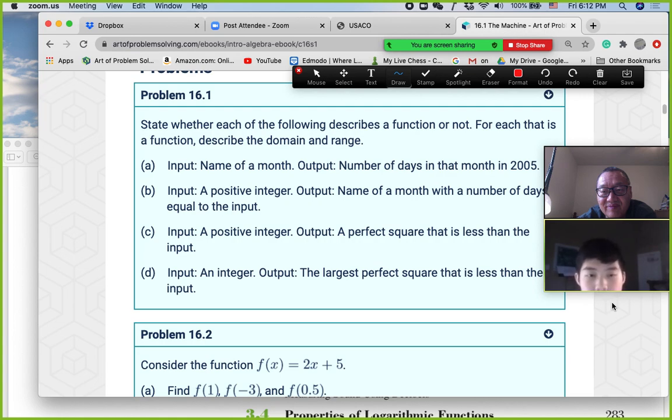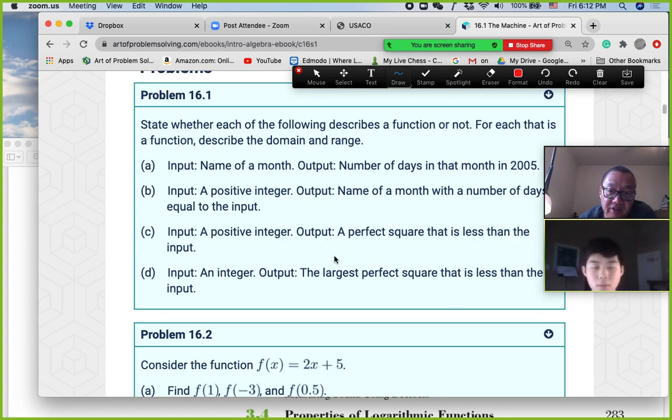Because, like a positive integer, let's say 30, there's more than one month with 30 days. So if you graphed it, it would have more than one intersection. Exactly, you're right. This one is not a function, because when you draw a vertical line at input number 30, you have more than one y intersection point, right? Because more than one month has the same 30 days. So this one is not a function.